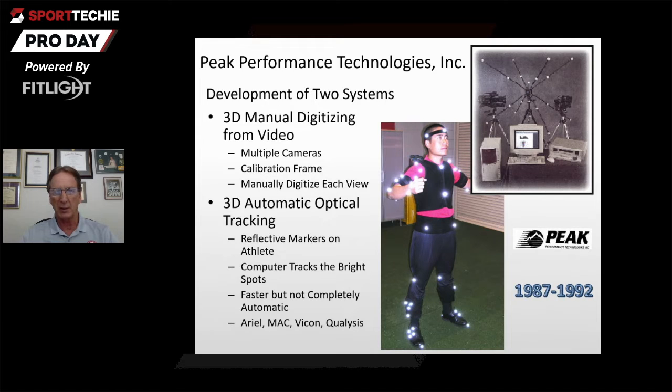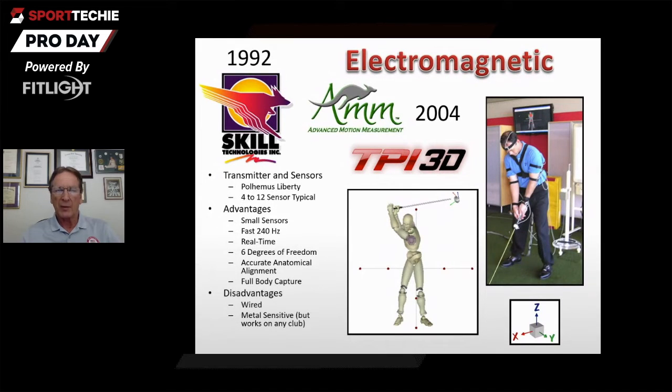Now, we weren't the only ones at that time. We were a pioneer, but there were other companies, Aerial Dynamics, Motion Analysis Corporation, Vicon, and Qualisys, to name just a few companies that were around doing motion analysis, automatic tracking at that point in time. Now, that being said, I was a little frustrated with the fact that we were not able to track automatically completely through a whole session. You have to come back and do some post-processing. So I was looking around for some other technologies.